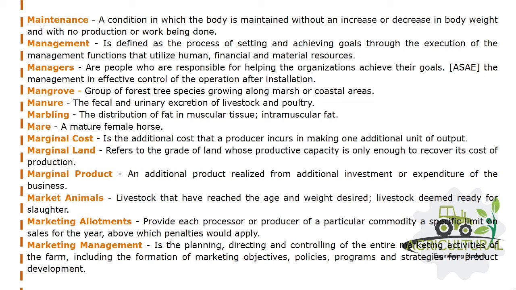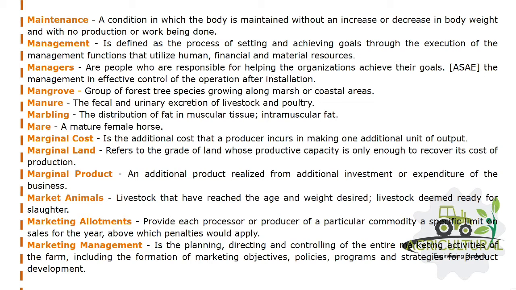Manure, the fecal and urinary excretion of livestock and poultry. Marbling, the distribution of fat in muscular tissue, intramuscular fat. Mare, a mature female horse. Marginal cost is the additional cost that a producer incurs in making one additional unit of output. Marginal land refers to the grade of land whose productive capacity is only enough to recover its cost of production. Marginal product, an additional product realized from additional investment or expenditure of the business.